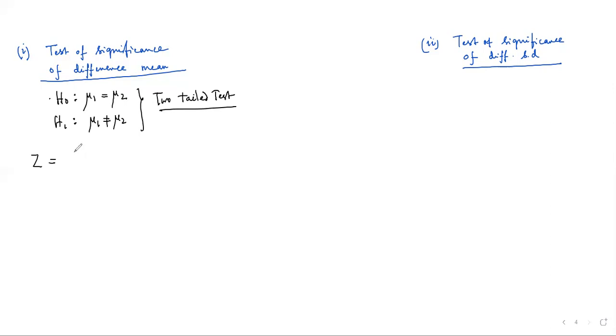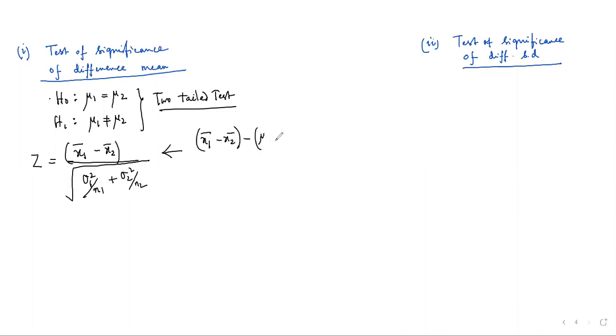Your test statistic will be given as x1 bar minus x2 bar divided by the square root of sigma 1 square by n1 plus sigma 2 square by n2. This comes from the formula x1 bar minus x2 bar minus (mu1 minus mu2), over the same denominator. But since we have assumed that mu1 equals mu2, this term will vanish under the assumption.